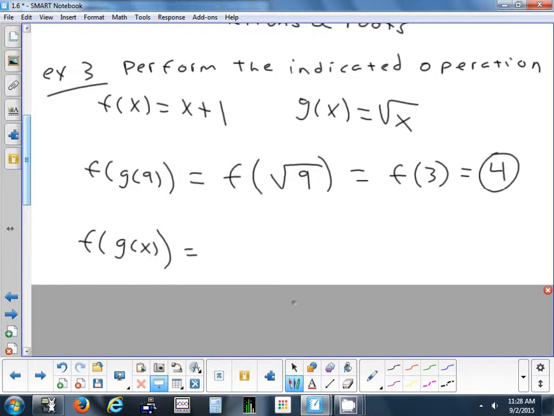All right, now we're going to do the same thing again, except this time I'm going to do it with a variable. So Derek, can you tell me how I would find f of g of x? You would just put in the square root of x into x in the f of x, so you would have square root of x plus 1. Perfect. That's it. He took g of x, and he filled it in, plugged it into function f. Right there. So this is square root of x plus 1. It's perfect.